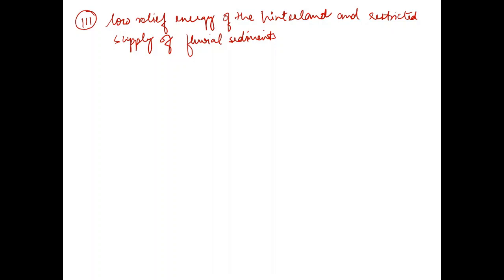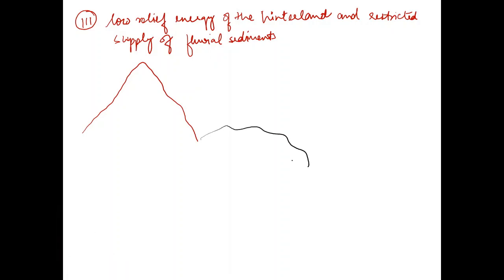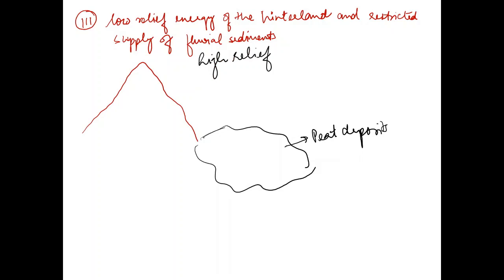So we'll see what is this. Imagine that this is a mountainous terrain with very steep slopes, and in the foothills of these mountains, as I had told you yesterday, mountainous foothills are very important sources of peats. So here you get the peat deposits. Now imagine that if the relief is high or a steep slope, it will have high relief energy.